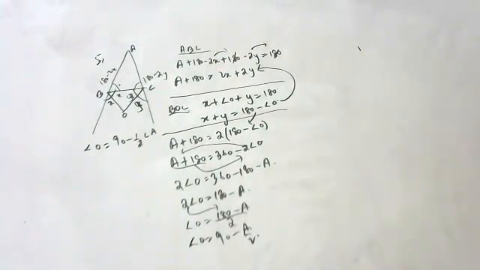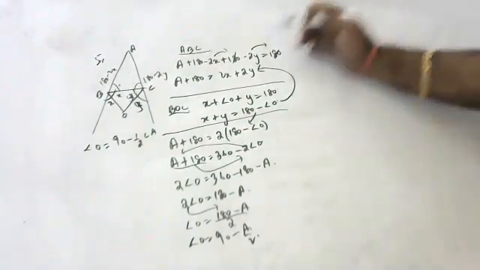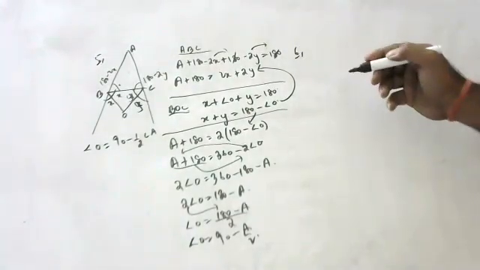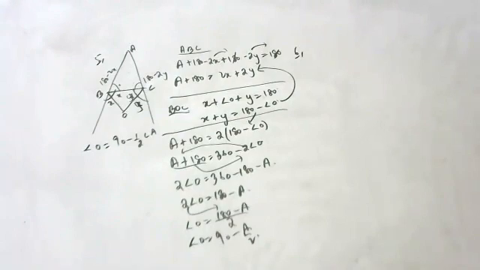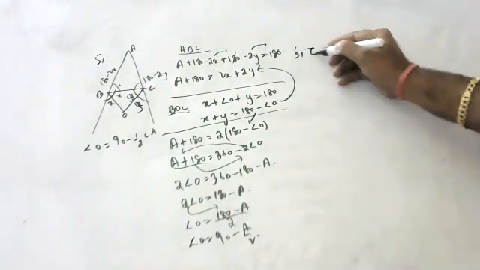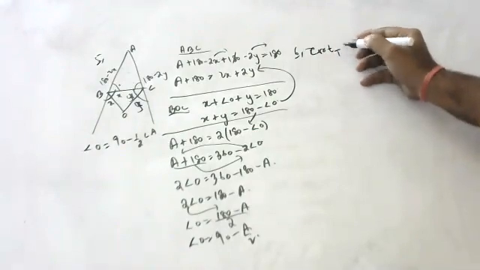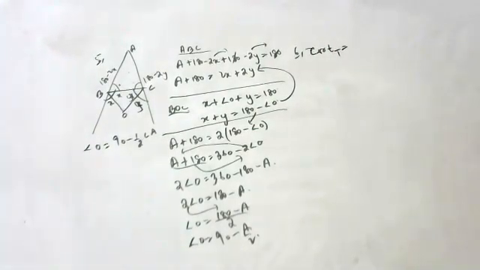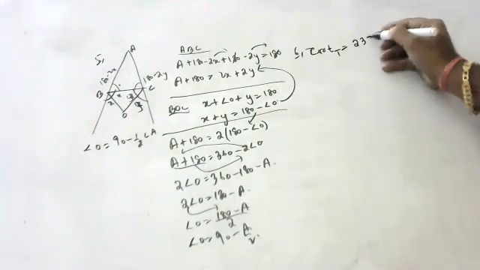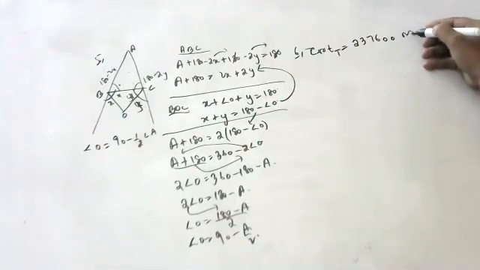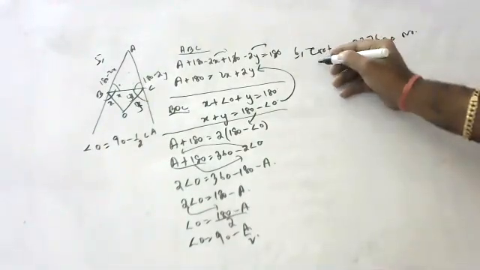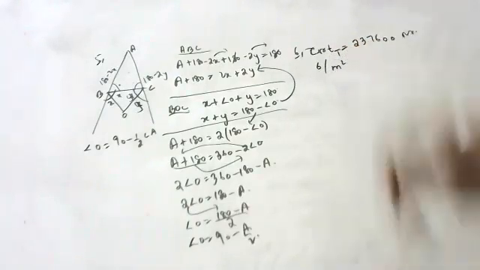Lahari, are you there? Srihita? The cost of painting the TSA is 237600 rupees, at the rate of 6 rupees per meter square.